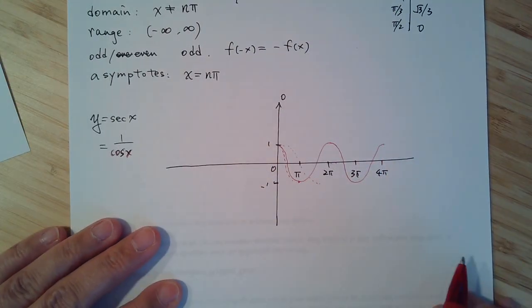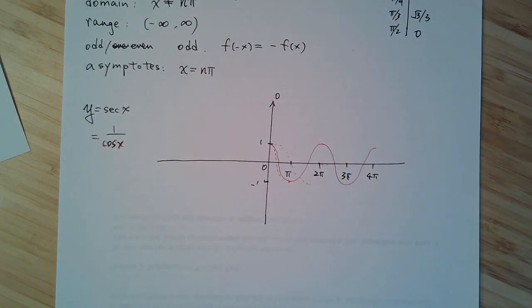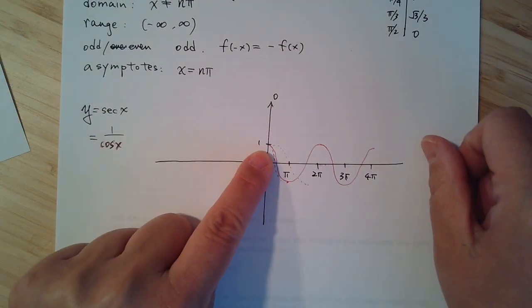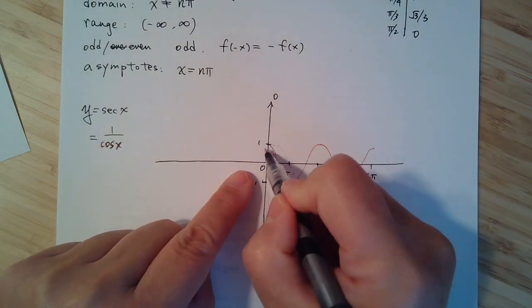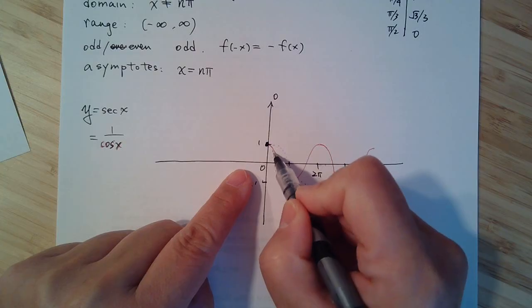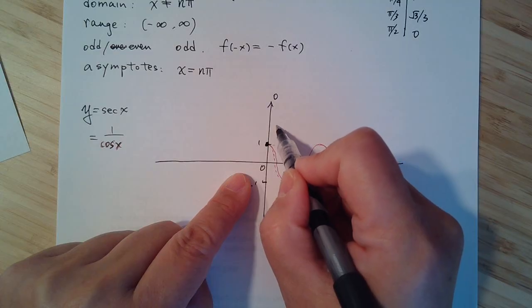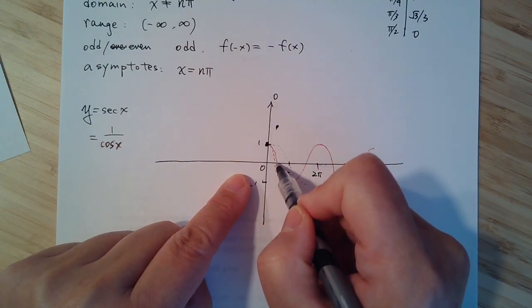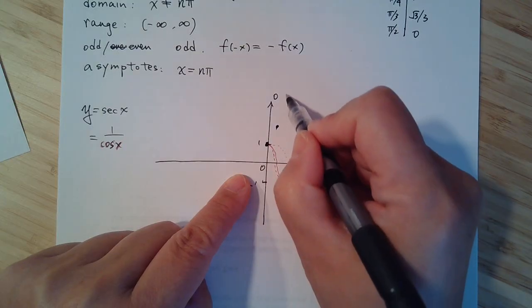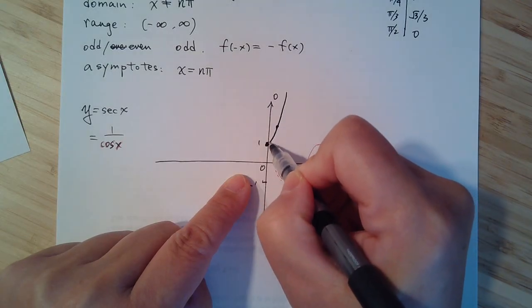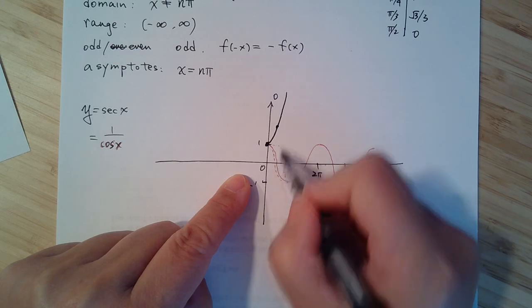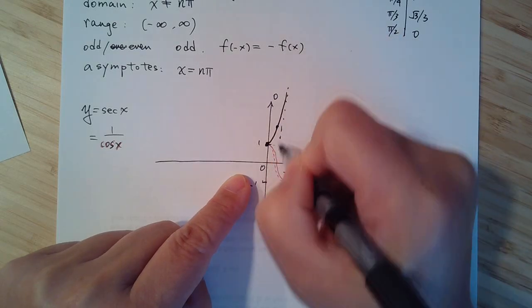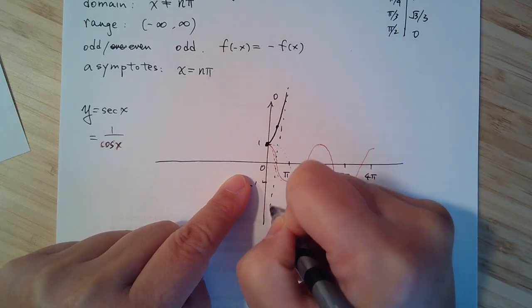That's my cosine. Okay. When I take the reciprocal of it, what is the reciprocal of 1? It's also 1, right? What about here when the y is 1/2, the reciprocal will be 2. And when it's closer and closer to 0, the reciprocal becomes a positive huge number. So I get this. And when it's 0, I get asymptotes because I cannot take the reciprocal of 0.